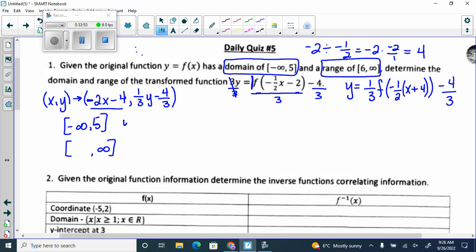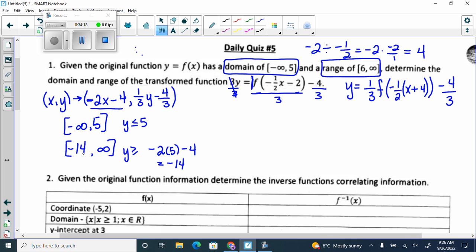Because this was y is less than or equal to 5, and I need it to be y is greater than or equal to something. Correct? Does that make sense? And then how do I get my number? Well, if my mapping is right, my number is really easy to get. Because I'm going to go negative 2 times 5 minus 4, which is negative 14.